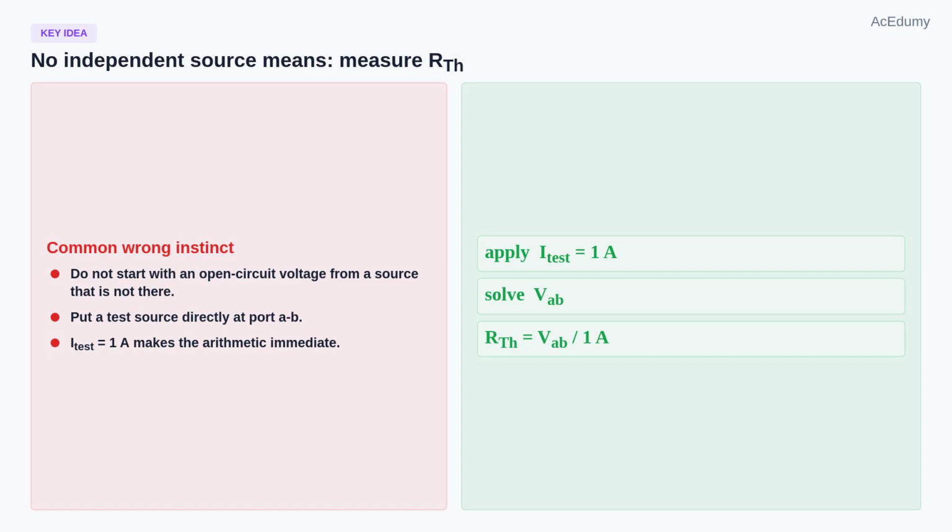The clean way is to attach a test source at the port. In these two examples, we will inject 1 ampere from B to A, compute the resulting terminal voltage, and then use R Thevenin equals V test divided by I test.